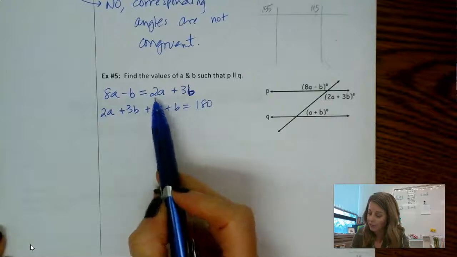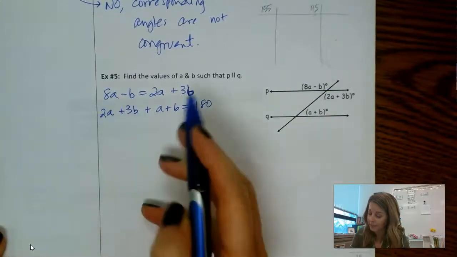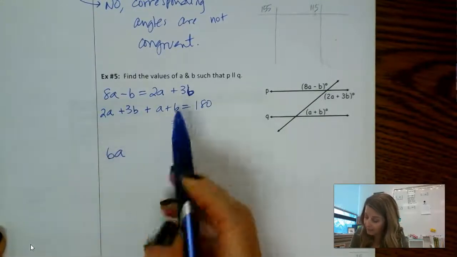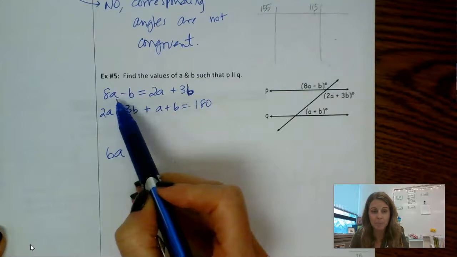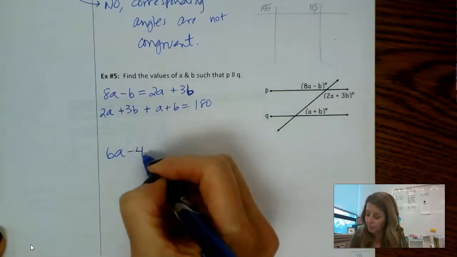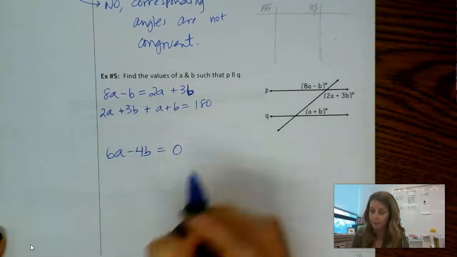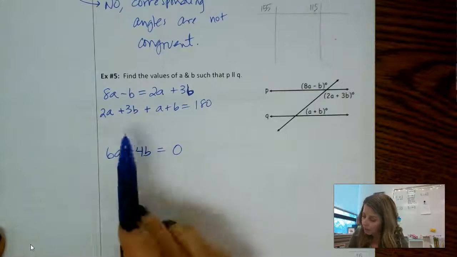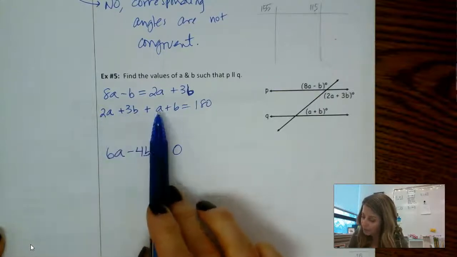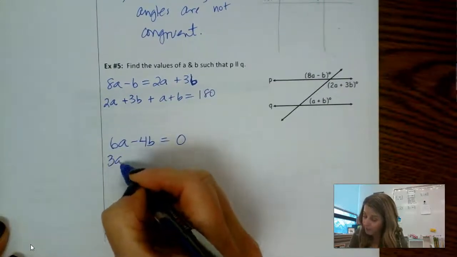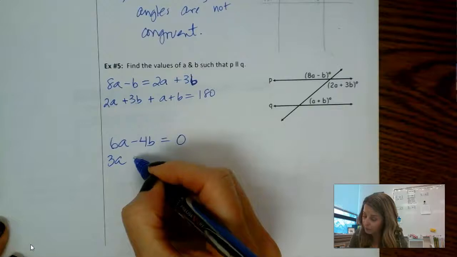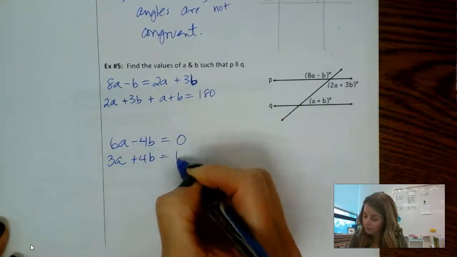So let's say I take away 2A from both sides. That would be 8 minus 2 is 6, so that leaves me with 6A. So minus 3B, minus 3B would make that negative 4, so negative 4B. And that leaves 0 over there. Now I'm going to combine terms. 2 and 1 would be 3, 3A. 3 plus 1 is 4, 4B. Plus 180.